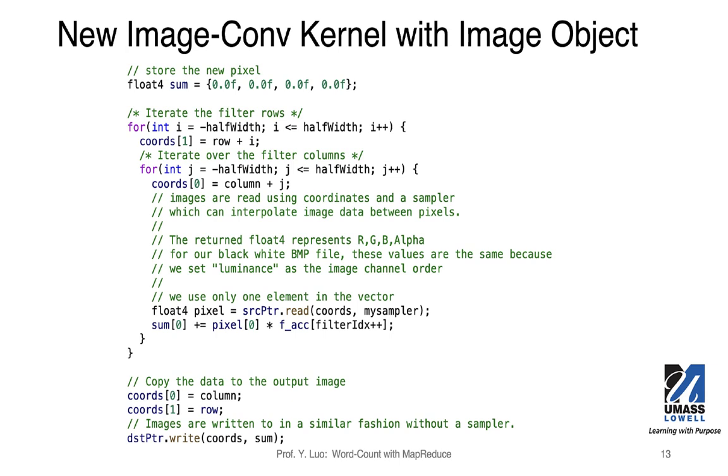So with this image object and the associated data types for sampler and image-related data types, we can re-implement this image convolution kernel. Assume that we already declared the image object, the accessor, and the sampler as we did in the previous slides. In the kernel lambda function, we first declare sum, which is a vector of 4 floating point numbers, because we have 4 channels to represent a pixel.